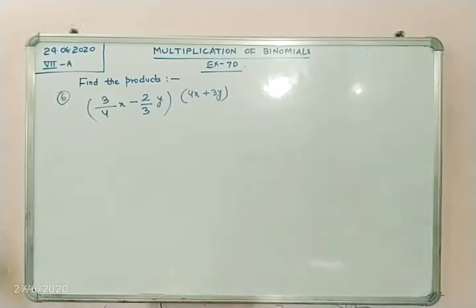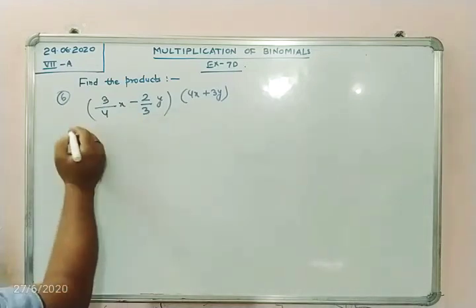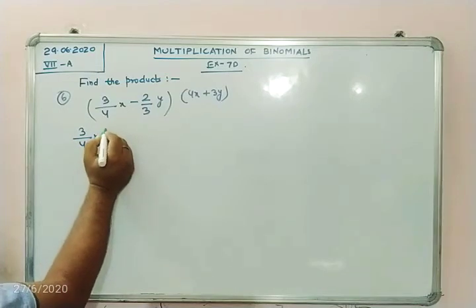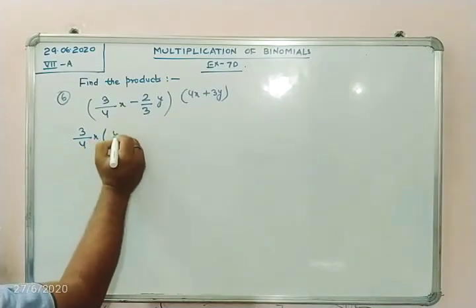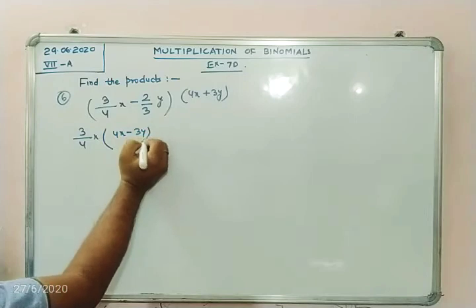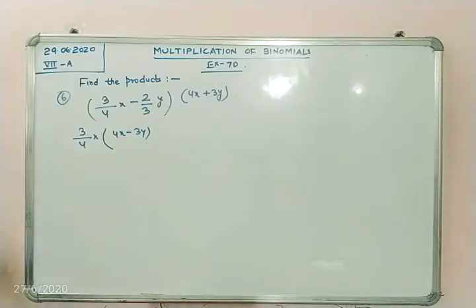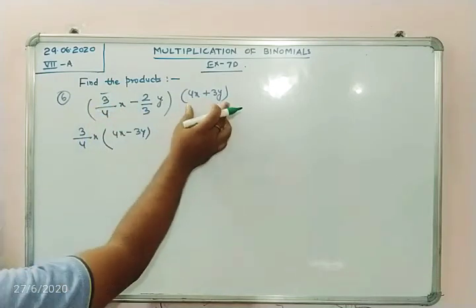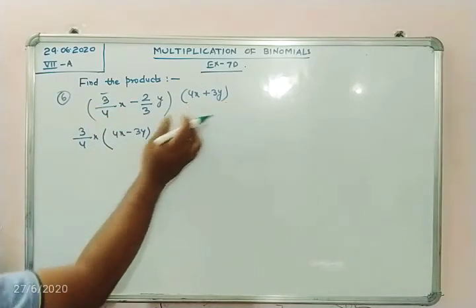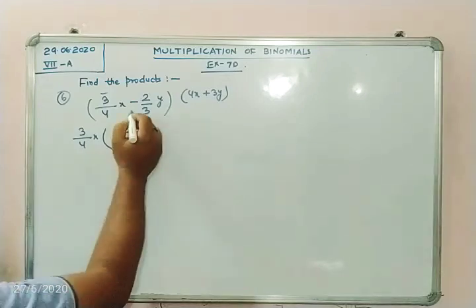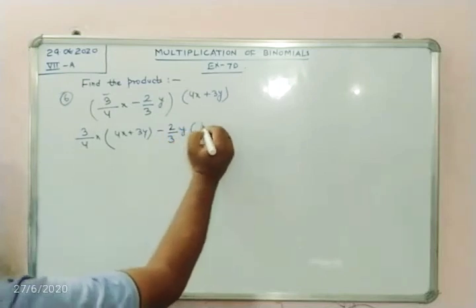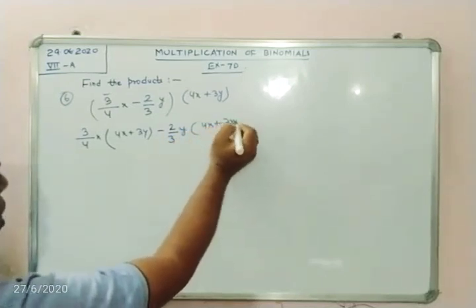So, if I feel comfortable doing the horizontal method, I will go along with that. So 3/4x will be multiplied with 4x minus 3y. I am choosing the horizontal method here. This 3/4x is getting multiplied with the whole of 4x plus 3y. Now I will multiply minus 2/3y into 4x plus 3y.